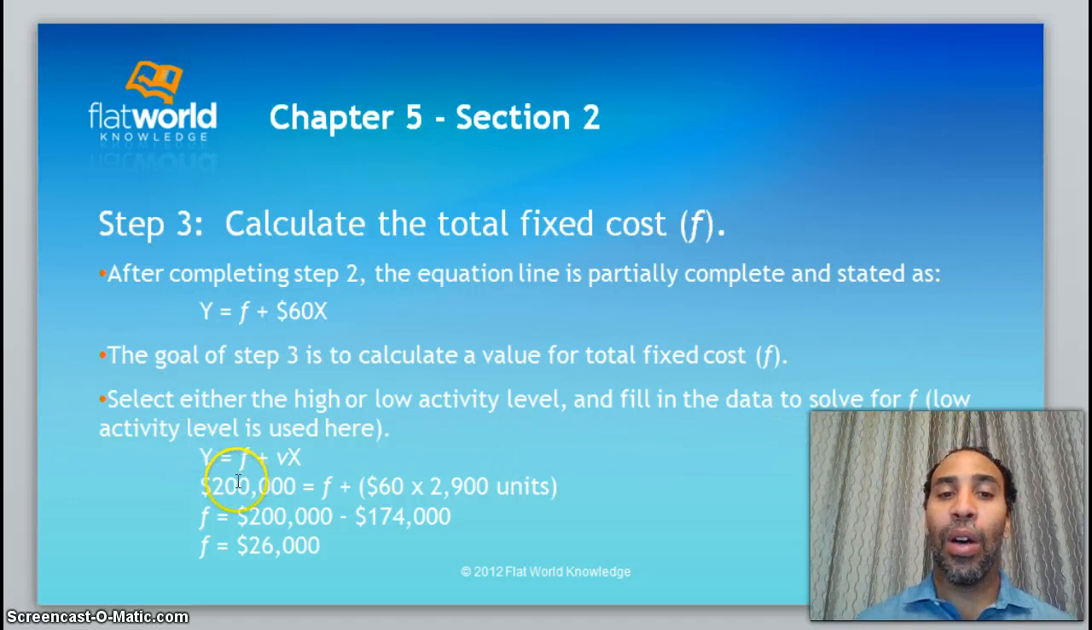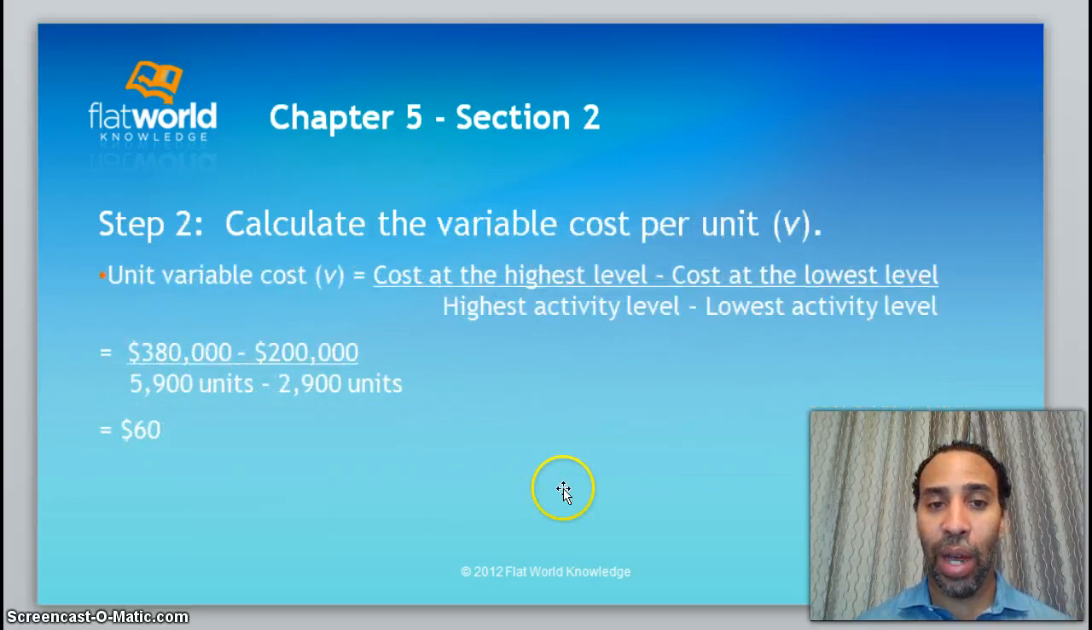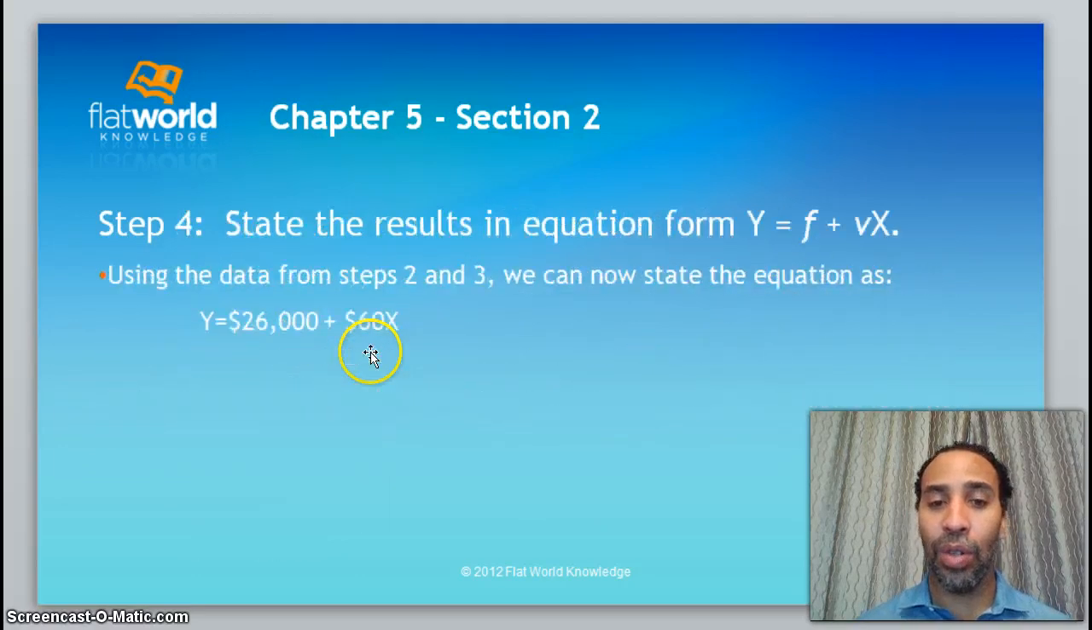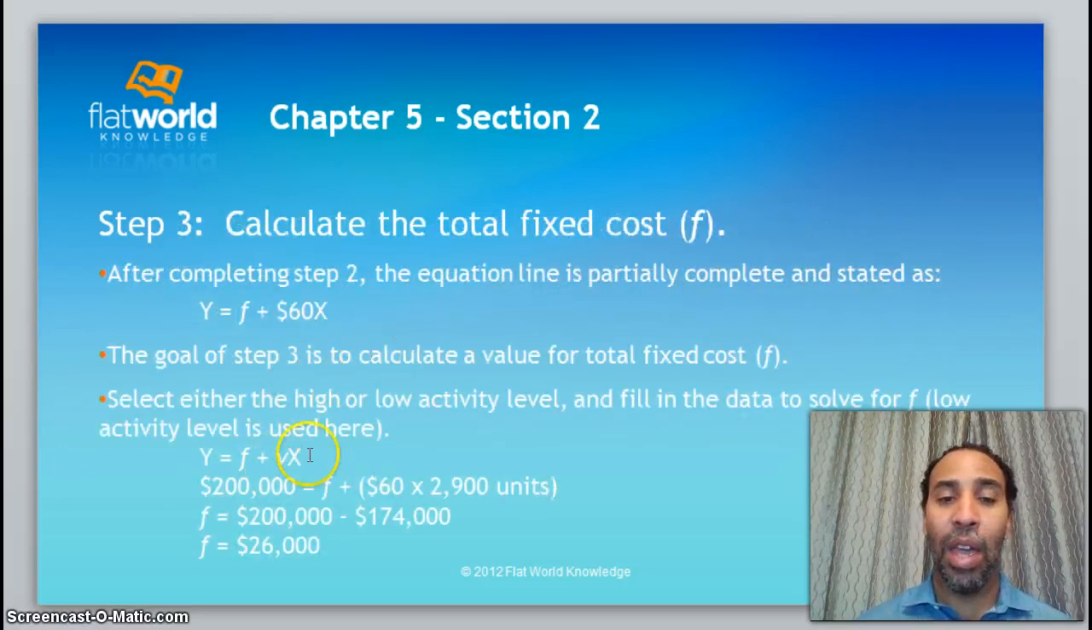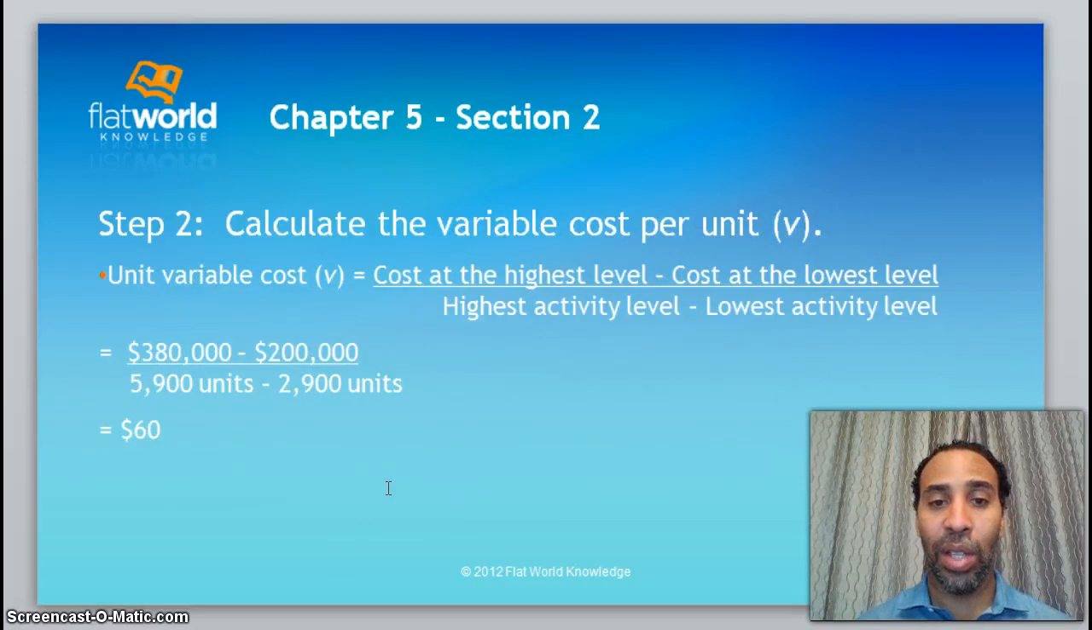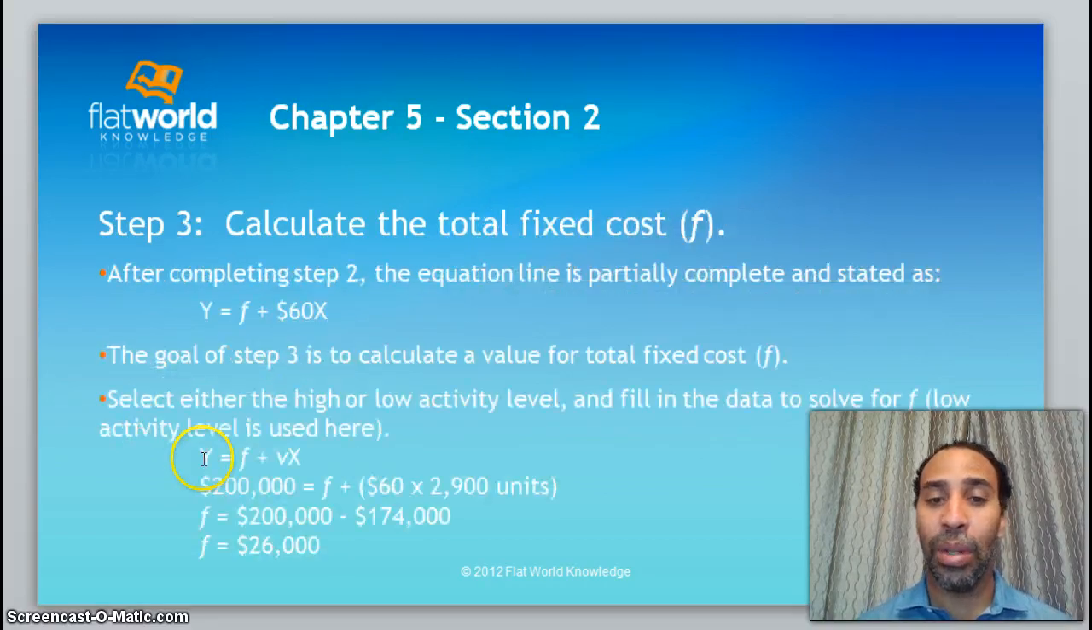So on here, we put $200,000 on the side of y for the total fixed cost, right? So our 200, it comes from right there. So that's our 200,000. And why do you put it on that side? Because we're solving for total fixed costs. And then we have equal, we have our fixed cost, but we don't know that just yet, plus 60. Now where did our 60 come from? That's our variable cost per unit.